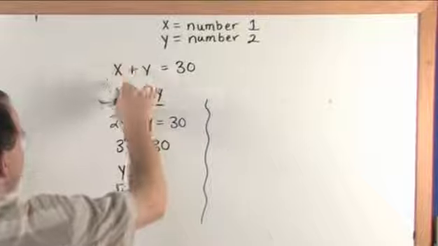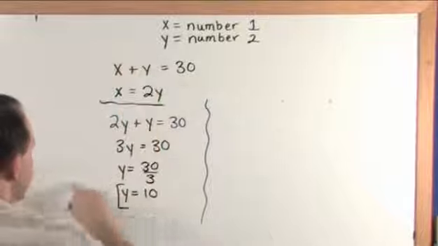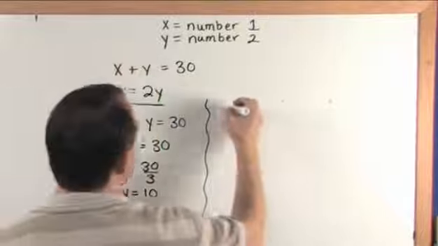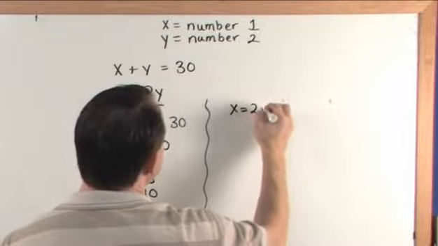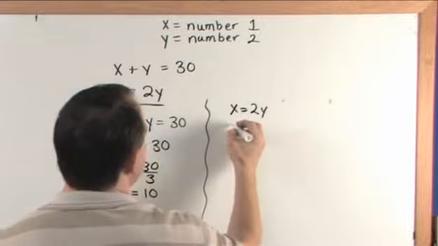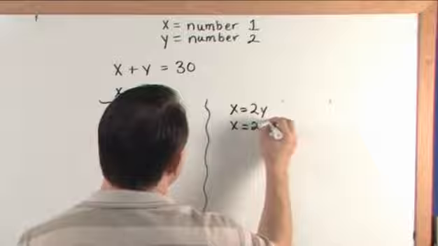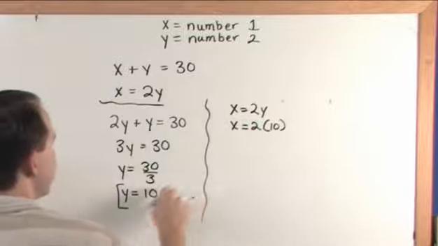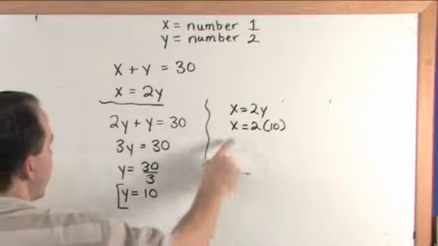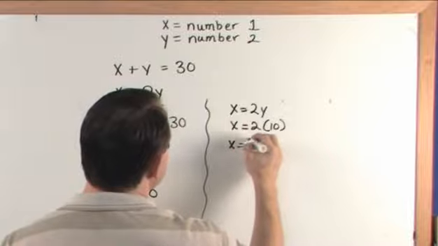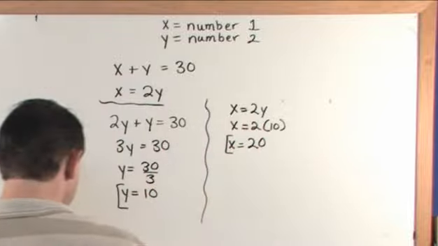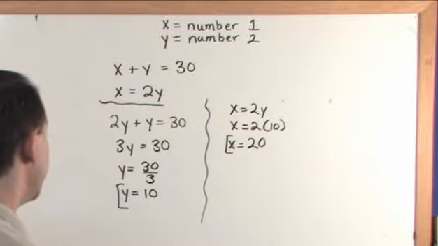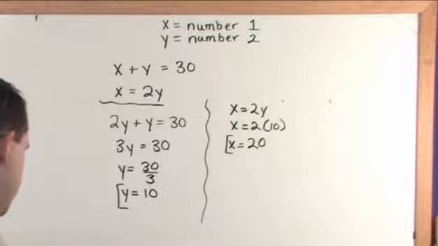And that's going to be a very consistent theme throughout this. What you'll do is use two equations to find one variable, and then plug it back in to find the other one. So we'll say x is equal to 2y, which is what we already know. And then x is equal to 2 times y, which is 10. We're just plugging it into y. So x is equal to 20. Okay, now we're done. We've solved it.